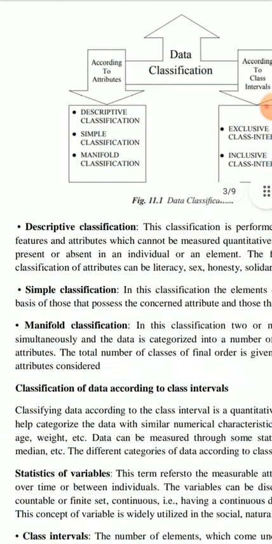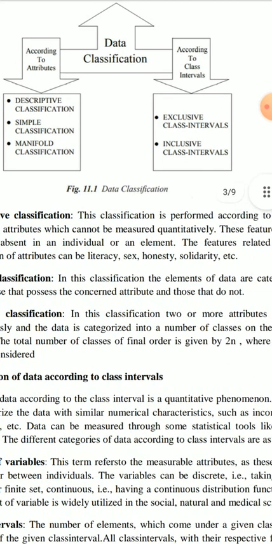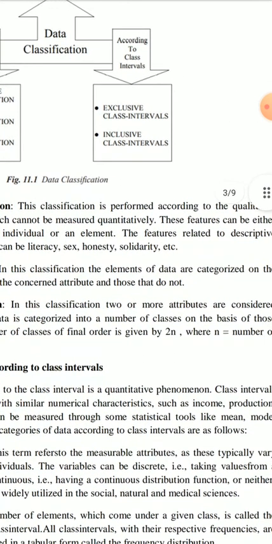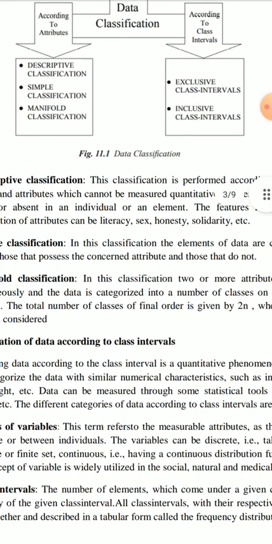The second is known as simple classification. What is simple classification? In this classification, the elements of data are categorized on the basis of those that possess the concerned attribute and those that do not. So, come to the main point.